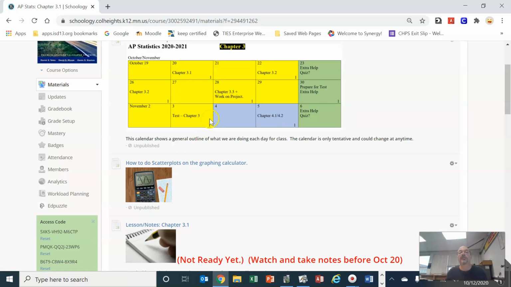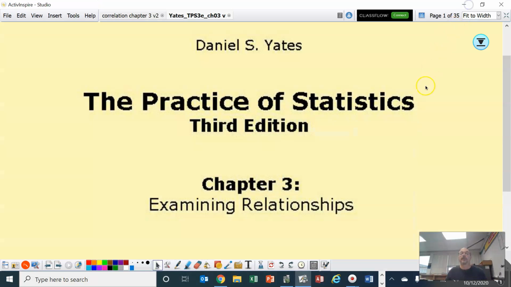Looking at the calendar, ladies and gentlemen, you can see that Chapter 3.1 is on October 20th, Chapter 3.2 on Thursday the 22nd, and then 3.2 again, and then 3.3. And yes, we're going to have a project in this one. I'm going to give you obviously plenty of time to do that, and then our next test is November 3rd. All right, and then we'll begin Chapter 4 November 5th. Okay, enough of that. Let's keep rolling here.